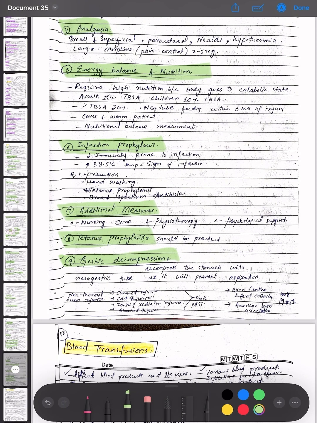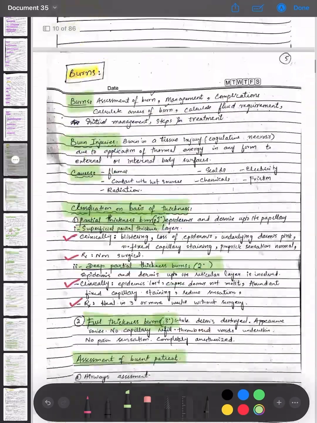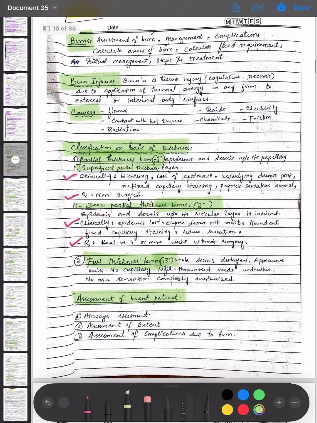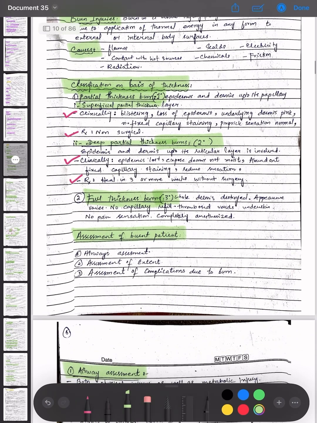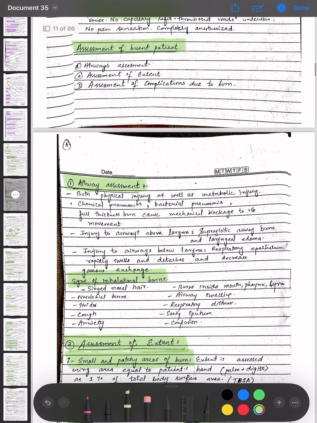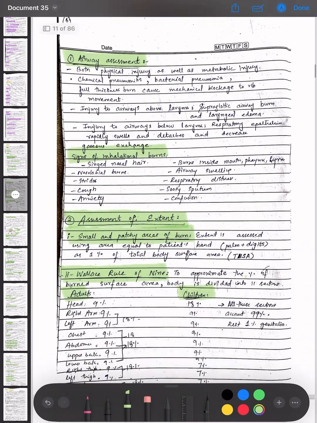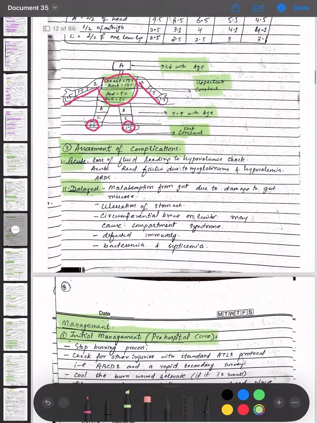So what we have studied about burns, which are the most important. First we defined the burn, then the burn injuries, the causes, and the classification. Classification is partial thickness burn and deep thickness burn, first degree, second degree, and third degree. Now how will we assess the burn patient? First we do airway assessment, then assessment of extent. The methods for assessment of extent are Wallace rule of 9, Lund and Browder chart, and for the assessment of complications we have acute and delayed.